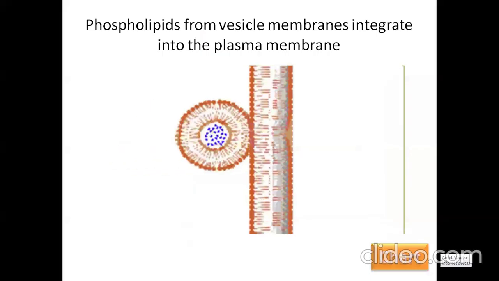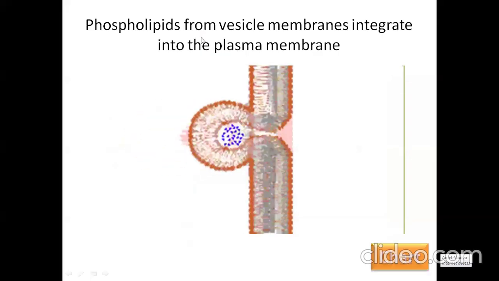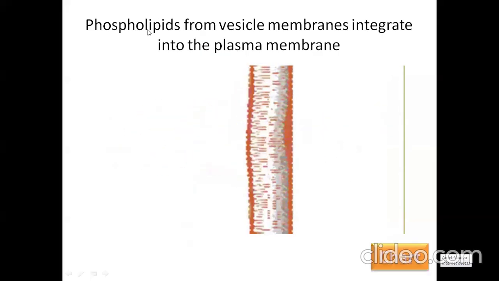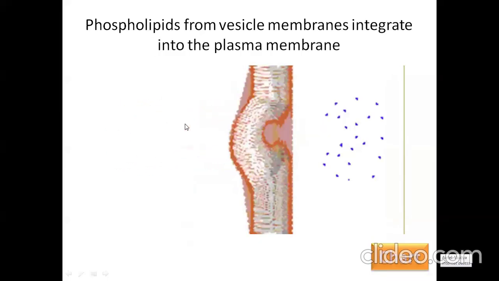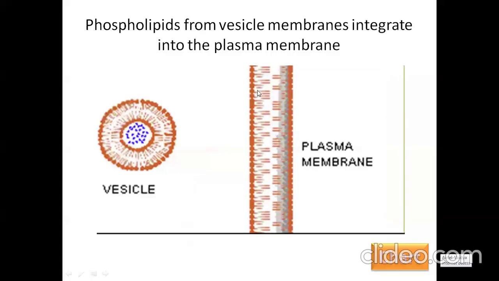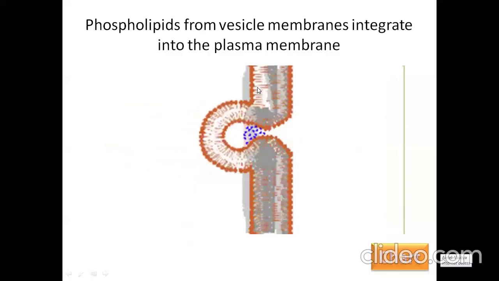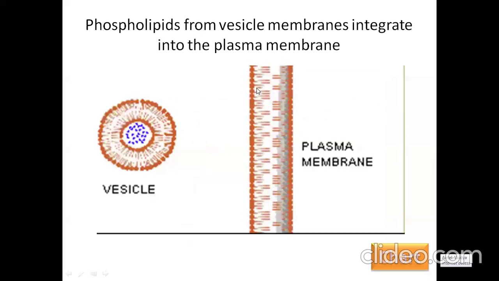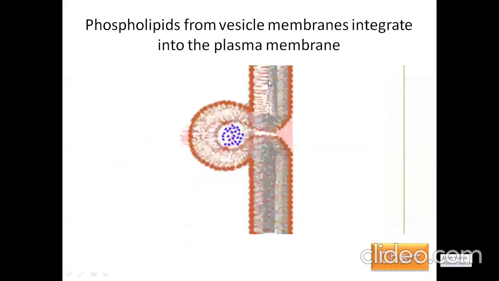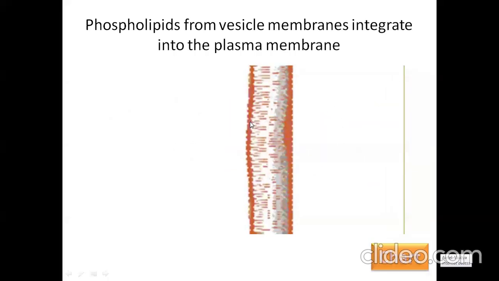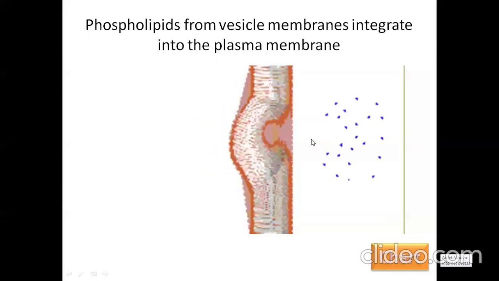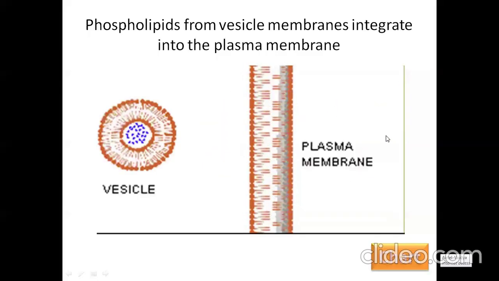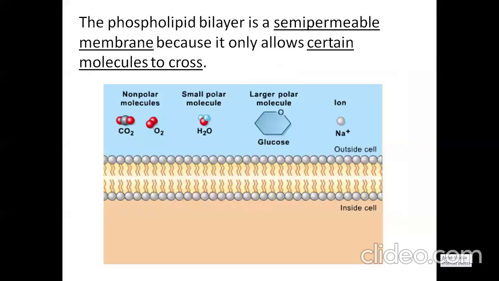This GIF image also shows a wonderful explanation. The phospholipids from the vesicle membrane integrate with the plasma membrane. We know that the plasma membrane has the bilipid layer. So the vesicle merges or integrates with the plasma membrane and the molecules are sent outside. This is an example of exocytosis.